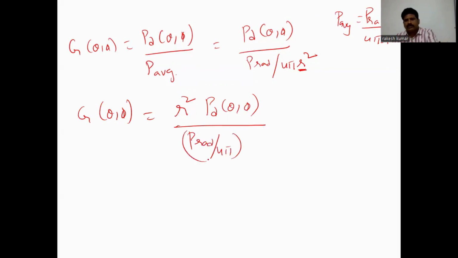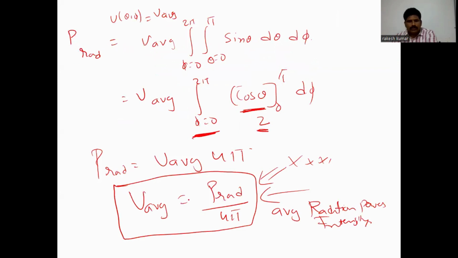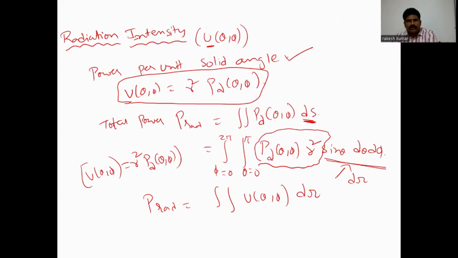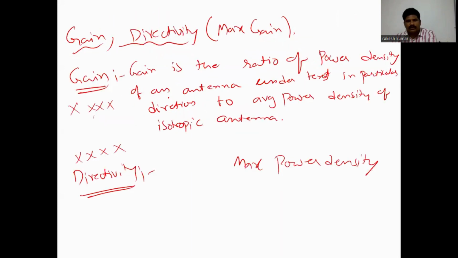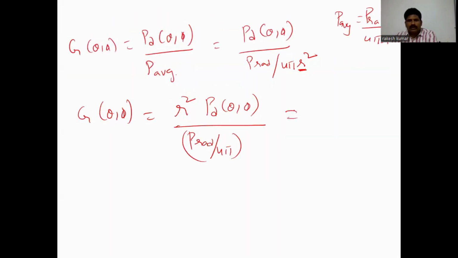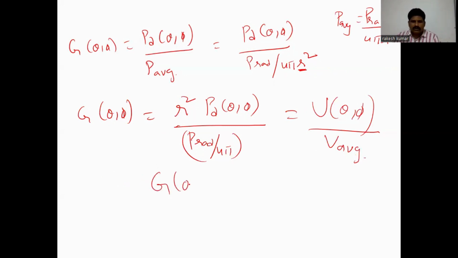In the previous expression, P radiated by 4 pi is nothing but U average, and U of theta comma phi is r square into PD of theta comma phi. So in place of r square into PD of theta comma phi, you can simply write U of theta comma phi, and P radiated by 4 pi is U average. This is the other formula for gain in terms of radiation intensity. Therefore, gain G of theta comma phi is equal to U of theta comma phi by U average.